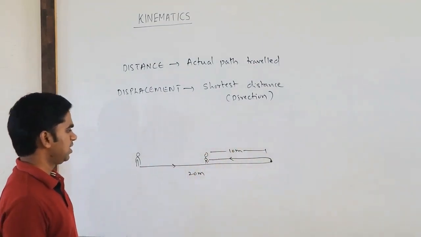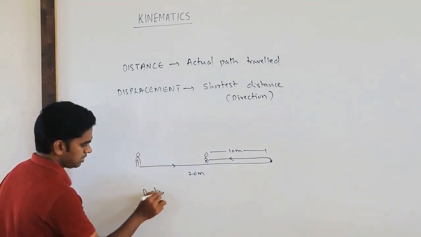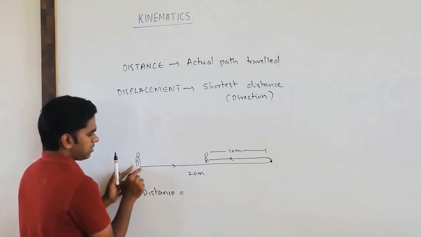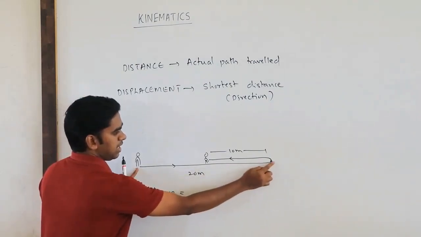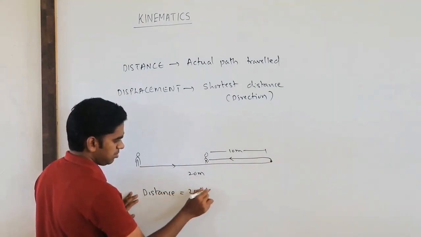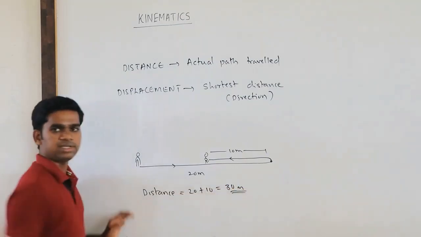So now what is the distance? Distance is the actual path. Actual path from here to here, 20. Again from here to here, 10. So distance is 20 plus 10, so 30 meters is your distance.